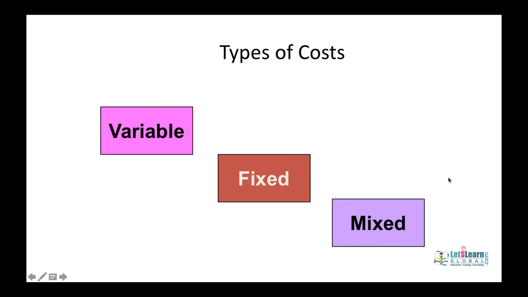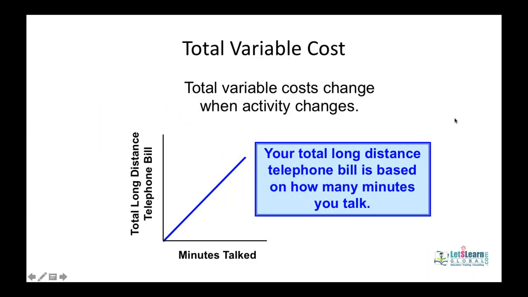The costs are broadly classified into variable costs, fixed costs, and mixed costs. Mixed cost is nothing but semi-variable or semi-fixed cost. It is a combination of both fixed and variable. To some extent, we have fixed cost; to some extent, we have variable cost. Such a cost is called mixed cost. So let us first find out what variable cost is and what fixed cost is.